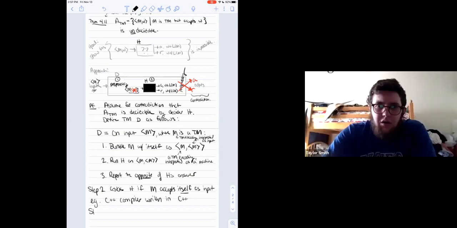But the issue is that by playing opposite day in step 3, we're saying that step 3 guarantees that D rejects self-acceptors and accepts non-self-acceptors. So D should reject a well-formed compiler.